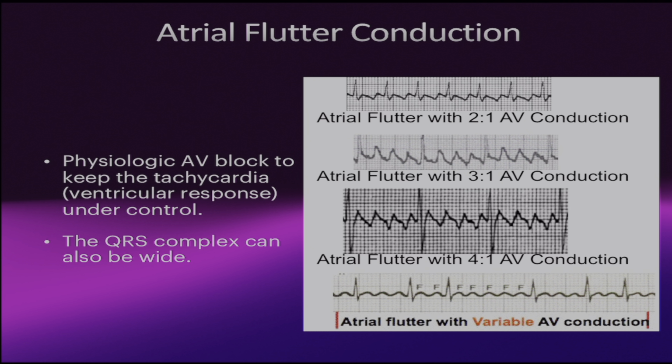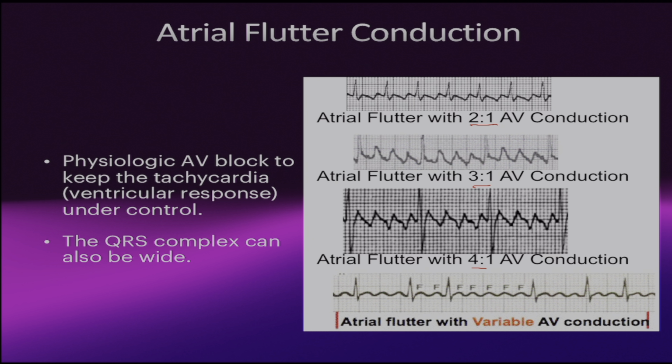So in atrial flutter, you can have a consistent conduction through the AV node where it's a 2-to-1 conduction, 3-to-1, and even a 4-to-1. And that's really just the physiological block by the AV node that's helping to keep the ventricular response under control. You can imagine if this was a 1-to-1 conduction ratio, you would have a ventricular response that's 250 to 350, and that's just not tolerable for us. You can also see a wide QRS complex. If you have a patient that has a pre-existing heart disease or bundle branch block present, that's still going to show up on your EKG and can make the whole rhythm a little more difficult to interpret.